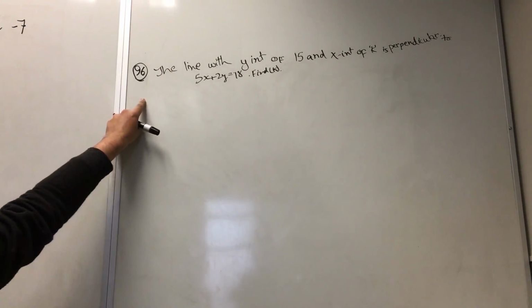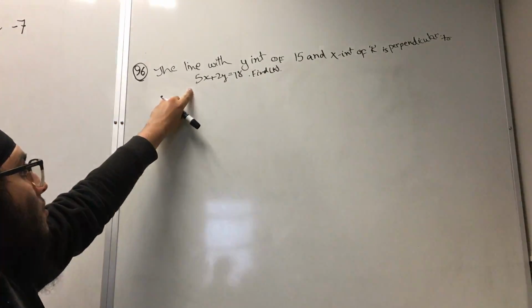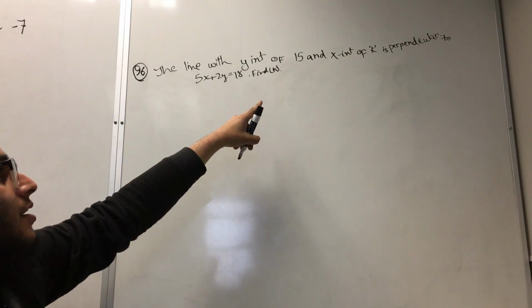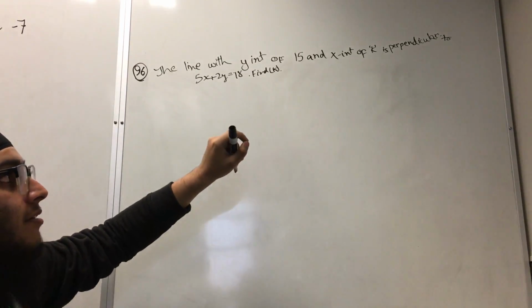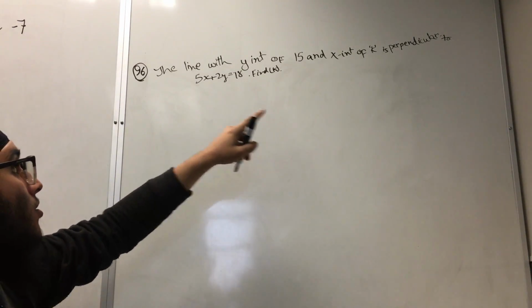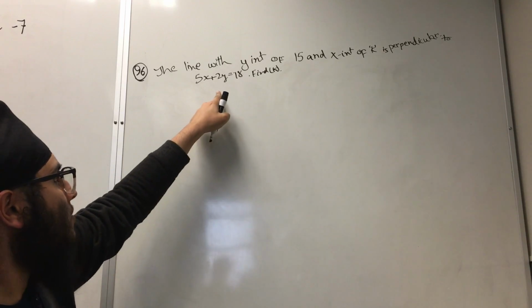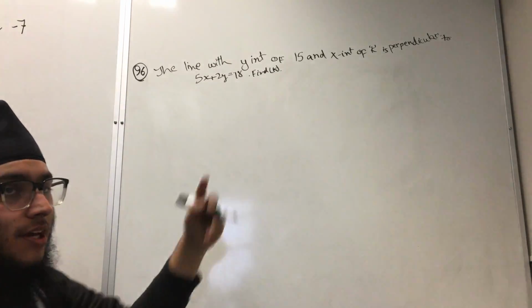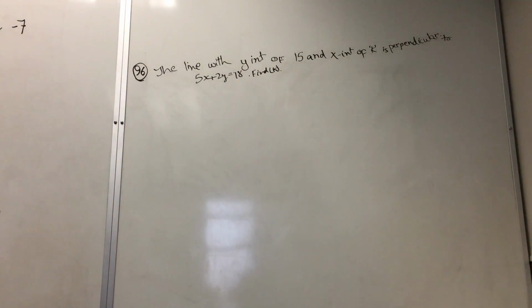So question 96. We have to find the equation for the line with y-intercept of 15 and x-intercept of k. And this line is perpendicular to 5x plus 2y equals 18. And we have to find k. So basically we have to find the x-intercept.